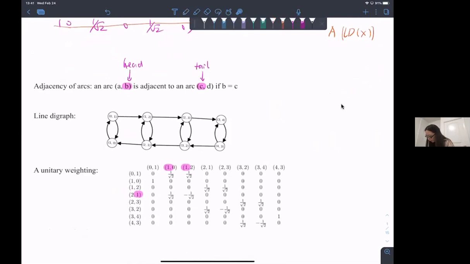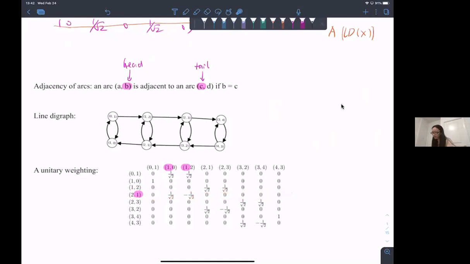You can see that every 2 rows you pick are orthogonal to each other. Moreover, if you look at each row, it's only supported by a few arcs, and these arcs' tails are exactly the head of the row index, and that's why this is a unitary weighting of the adjacency matrix of the line digraph. So that's a combinatorial interpretation of a quantum walk.